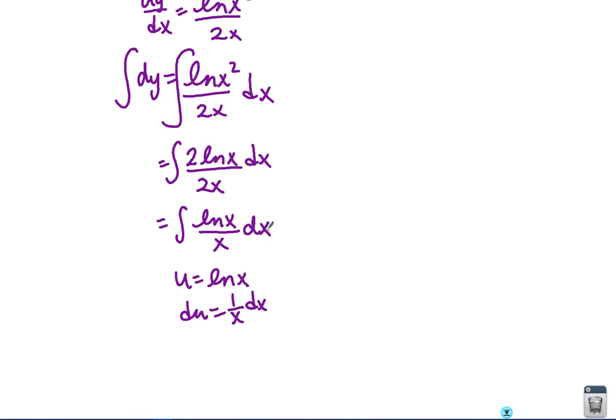Again, though, I don't know that I would have noticed that right away because I saw the natural log of x squared and thought, oh, that's my u. Again, this happens. Try it. If it doesn't work, go back and try something else. There's nothing wrong with that.